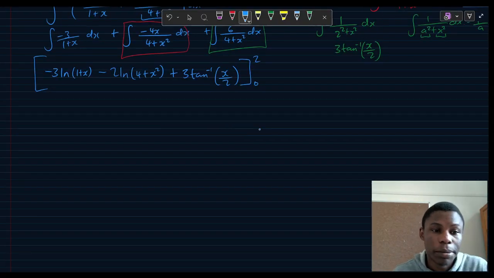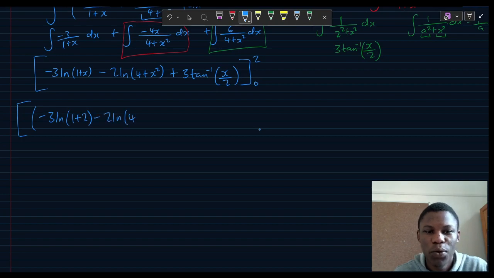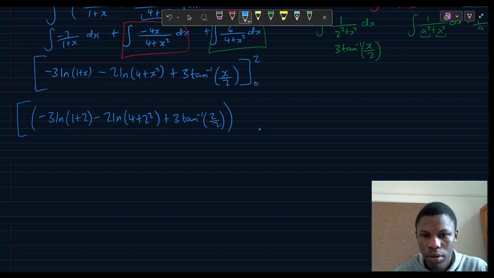All right, so let's substitute in our limits. We start with the upper limit. So that's negative 3 ln 1 plus 2 minus 2 ln 4 plus 2 squared plus 3 arctan of 2 over 2, minus, we'll do the lower limit. So that's negative 3 ln 1 plus 0 minus 2 ln 4 plus 0 plus 3 arctan of 0.